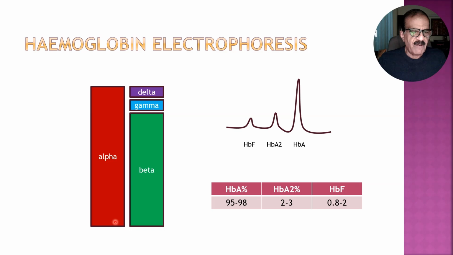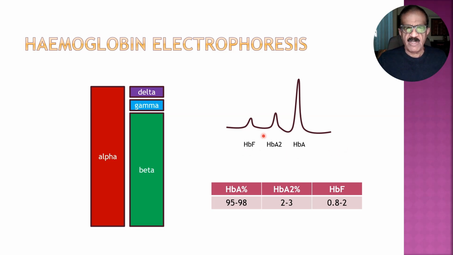So this is alpha chain, and you have equivalent all 3 other chains, beta, gamma and delta together. We are talking about adults, right? We have as many alpha chains as we have beta, gamma and delta all together. So that will make our normal hemoglobin 95 to 98% A1 and 2 to 3% A2 and 0.8 to 2% hemoglobin F.